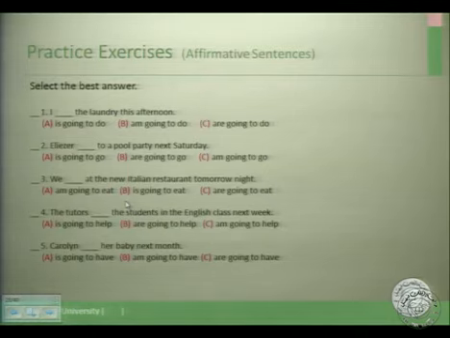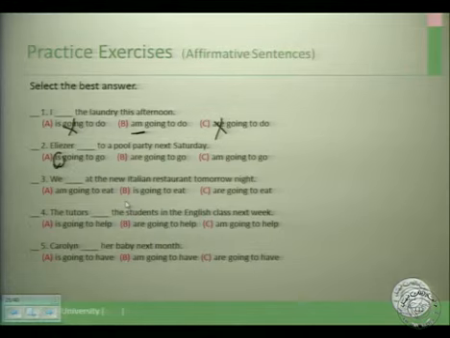I blank the laundry this afternoon. I am going to do the laundry. Why? Very easy, because I takes am. It does not take is or are, so it is I am going to do the laundry. Blank is there to a pool party next Saturday. So it is a, because she is there, one person, and it takes is. She is going to. We blank at the new Italian restaurant tomorrow night. We are going to eat. I'll leave the rest for you.